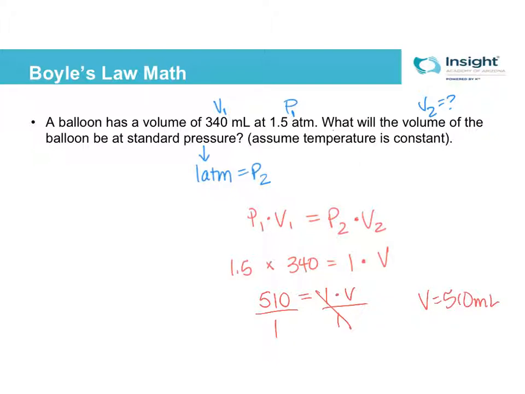One way you can make sure you did this right: my pressure went down, so my volume should go up, and it did. It went from 340 to 510, so that's a sign I did this right.